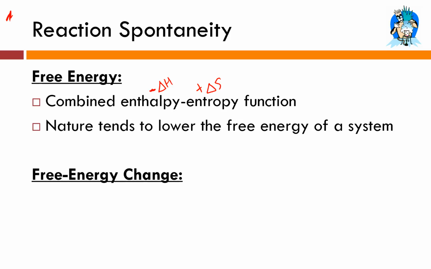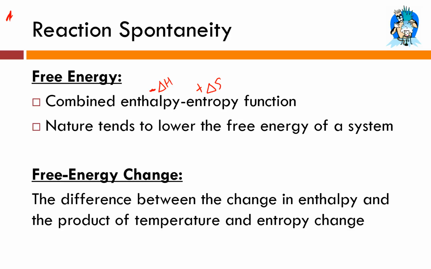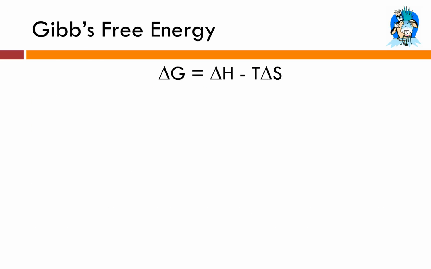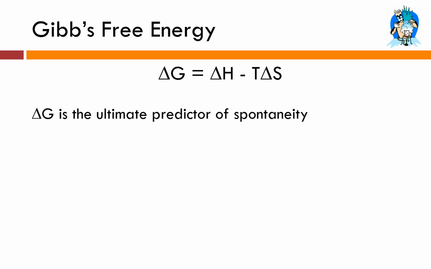The change in free energy, and that's what we're going to be calculating, is looking at the difference between the change in enthalpy and the product of the temperature and the entropy change. And that's really just setting us up to use this formula. Delta G is free energy. It's the ultimate predictor of spontaneity.